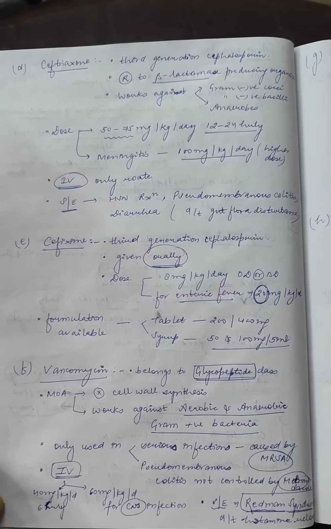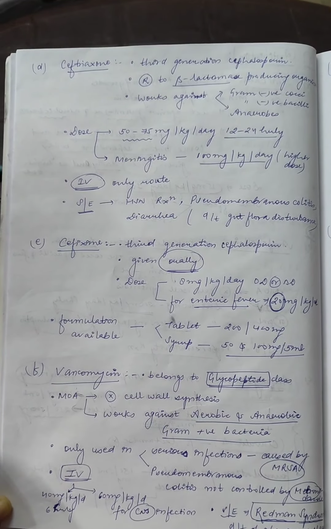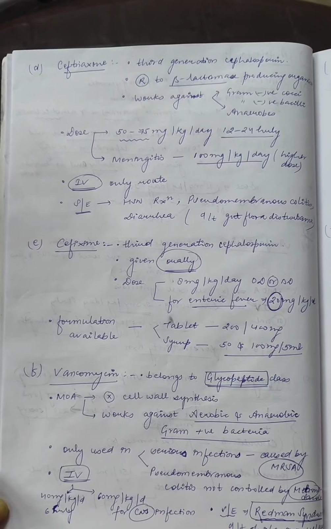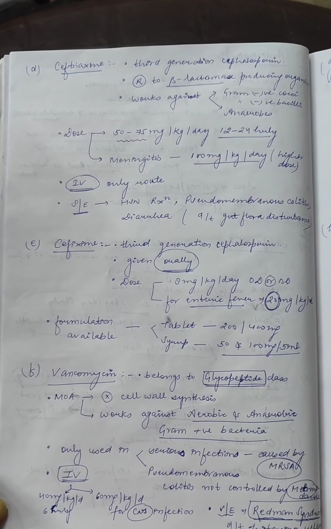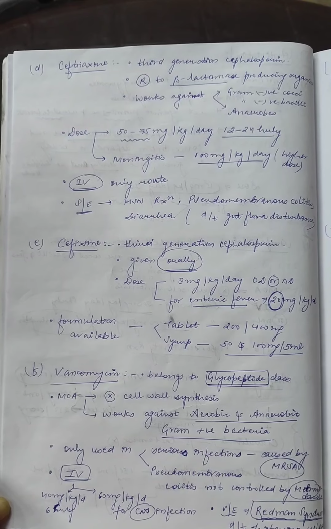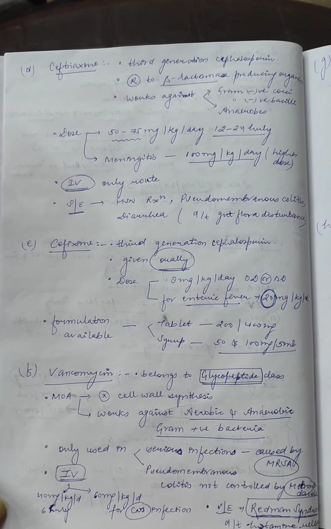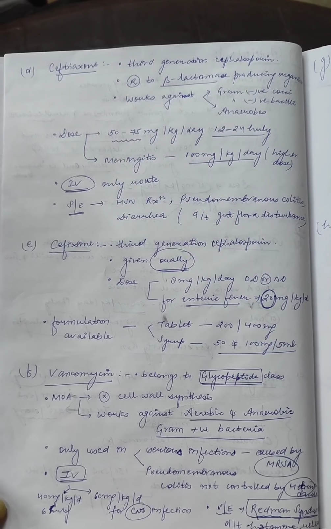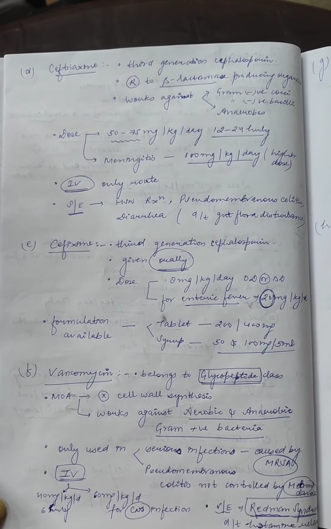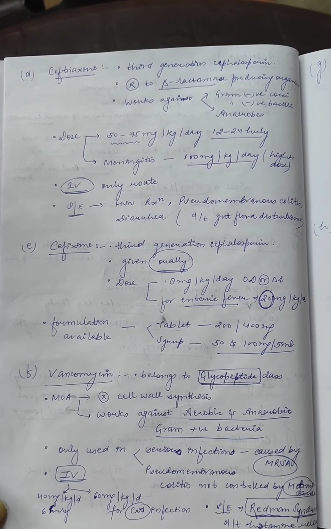Now we will talk about ceftriaxone. Ceftriaxone is a third generation cephalosporin. It is resistant to beta lactamase producing organisms and works against gram-negative cocci, gram-negative bacilli and anaerobes. The dose given is 50 to 75 mg per kg per day every 12 to 24 hourly, but for meningitis it is given at a higher dose, that is 100 mg per kg per day.